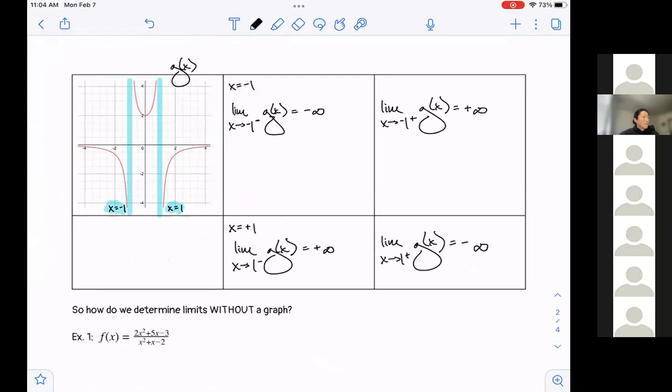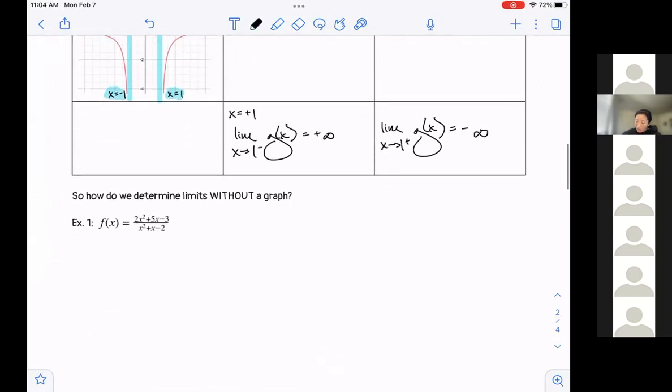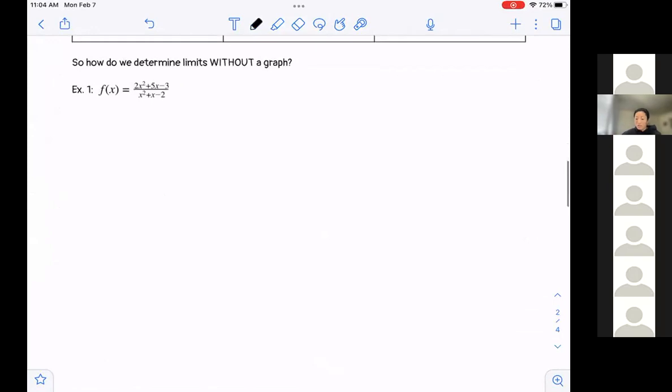All right, so hopefully that was good practice in reviewing what the notation means and how to find things with a graph, right? But we also want to make sure we answer this question: how do we determine limits without a graph? That's also important. And so I want to write a few notes for us right here that I think will be helpful, okay?